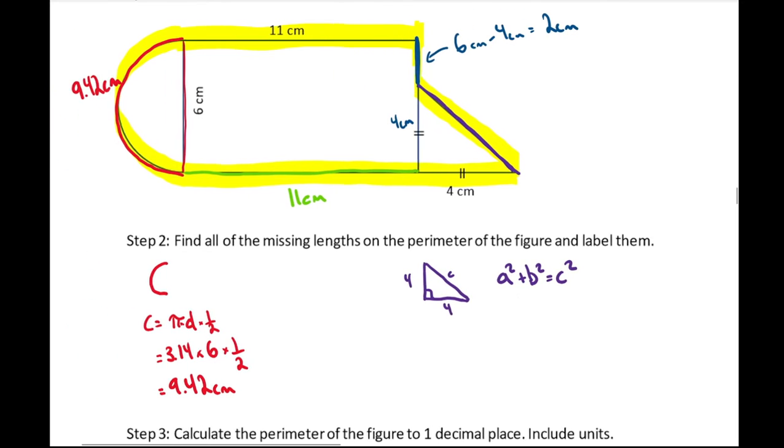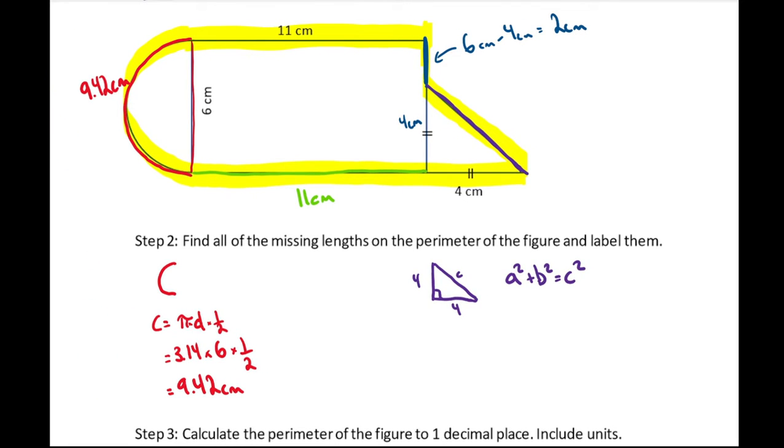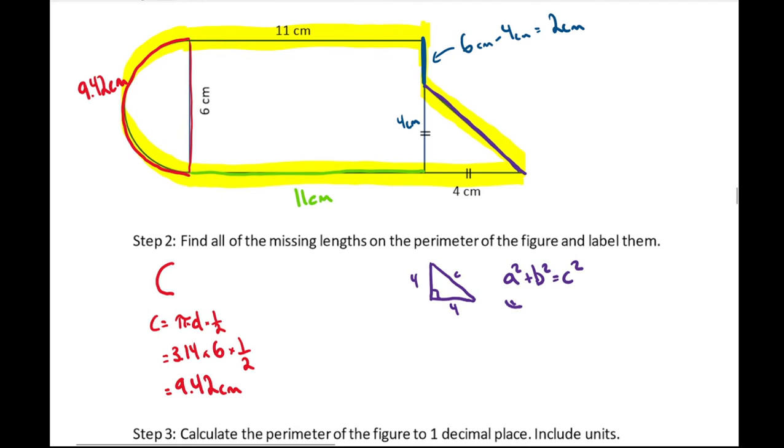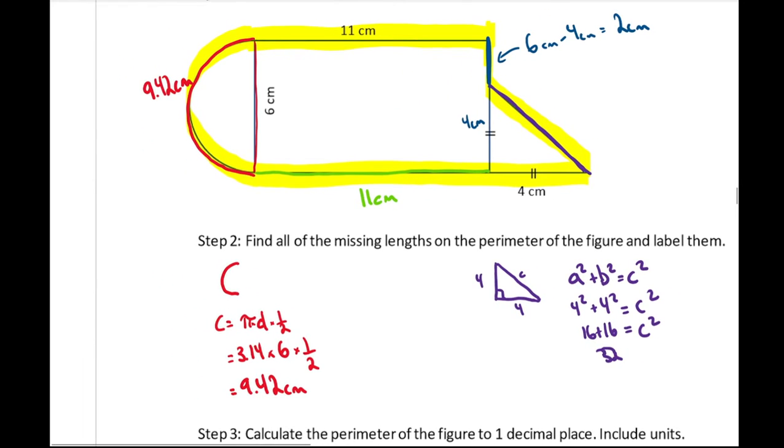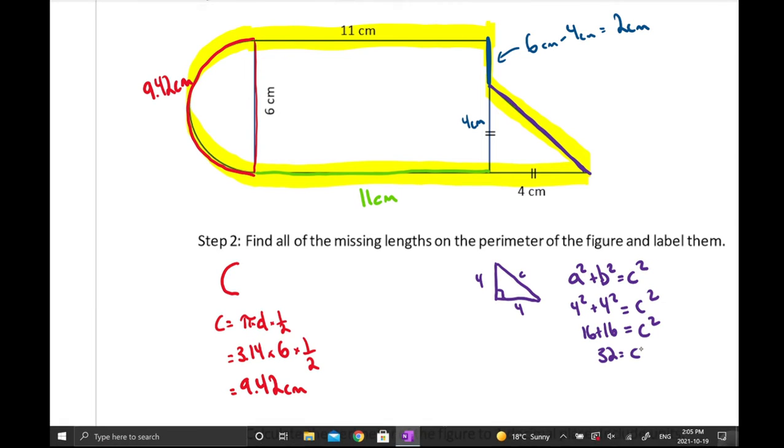In this case, it doesn't really matter what a and b are, because they're both the legs and they're both the same. So 4 squared plus 4 squared equals c squared. So we get 16 plus 16 equals c squared, or 32 equals c squared.